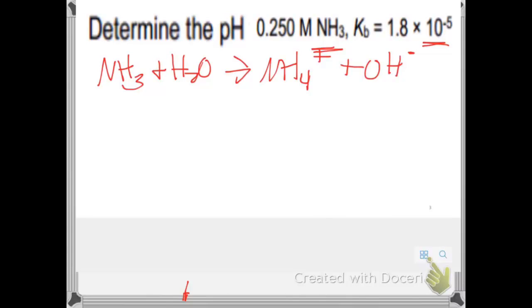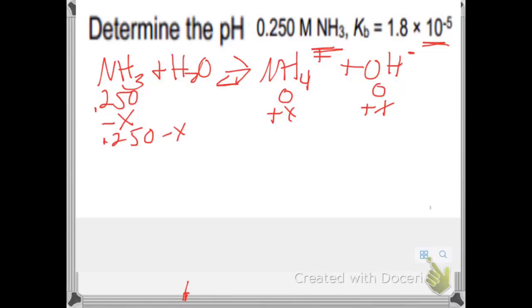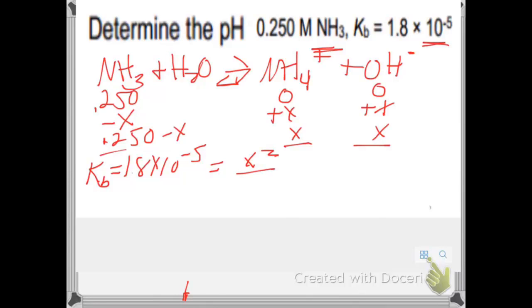And it won't completely ionize, it's a two-headed arrow, so if I start with 0.250 molar of this, and I start with none of these, this is going to lose X, this will gain X, this will gain X. So my ICE table, my equilibrium is going to be 0.250 minus X, X, and X. So what I know is my Kb, which in this case is 1.8 times 10 to the minus 5, is equal to my products, which would be X squared, over my reactant, which is 0.250 minus X. Now, because my Kb is so small, I know that my X is going to be tiny, so I'm going to use my simplifying assumption and get rid of that.